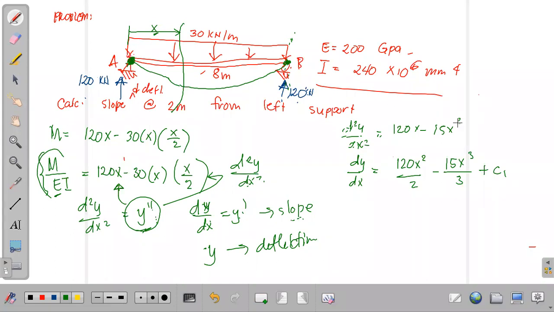Diba? Nagdadagdag tayo ng exponent. Okay? So, 120x, dagdag ka ng isang x squared. Kung anong dinagdag mo dito, over denominator. So, minus 15x squared kasi yan, kaya magiging x to the third times 3. Pagka meron kayong value dito, for example, meron kayong 1/2 dito, yung dinagdag ninyo, ita-times nyo din dyan sa constant ninyo. Okay? So, yan yung magiging unang integration natin. So, etong equation na ito, yan na yung magiging slope equation natin.